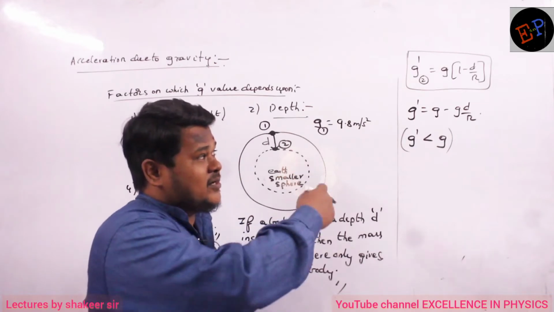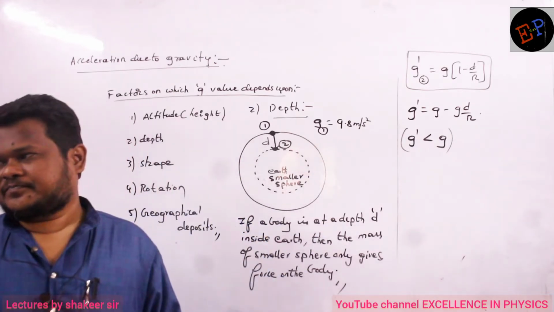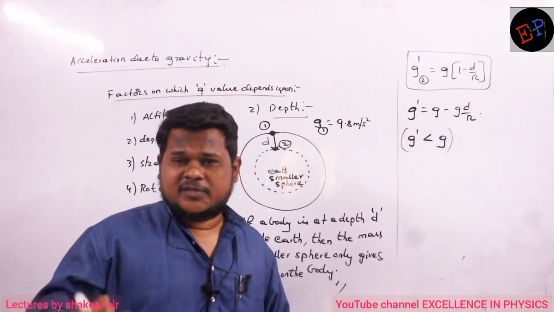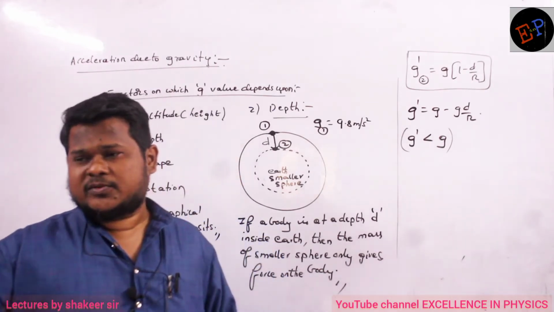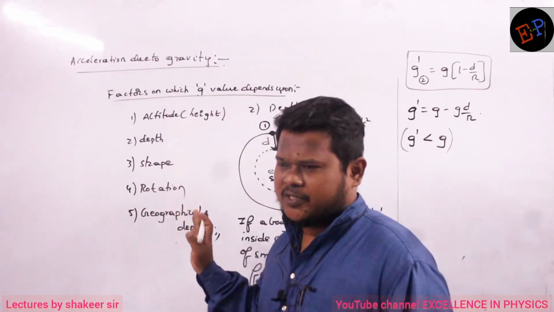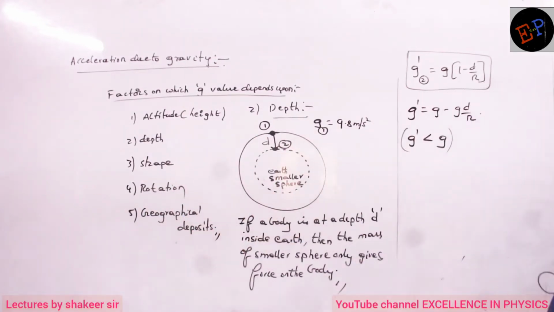Here, according to the derivation, you will get a different equation. With respect to height it is 2h by R. With respect to depth it is only d by R. If you do the calculation, we will get that. Calculations we are skipping here, unnecessary calculation. So just remember the equation.